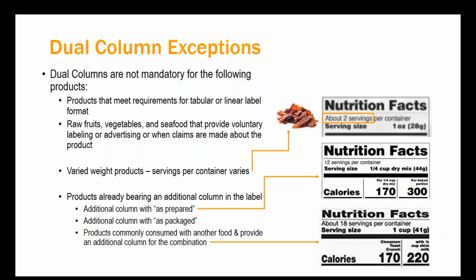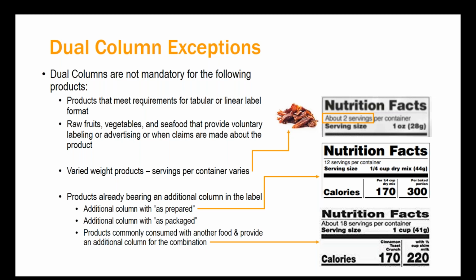So obviously, with every rule, there's an exception. So there are dual column exceptions. The first being tabular and linear labels. Any product that meets the requirements for a tabular or linear label format does not require a dual panel. When you think tabular or linear labels, that's usually indicative of limited total surface area available for labeling. If the product is that small, the theory is that the product wouldn't bear significant nutritional content in general, and thus consuming that whole thing wouldn't be incredibly different. So those do not require the dual columns.